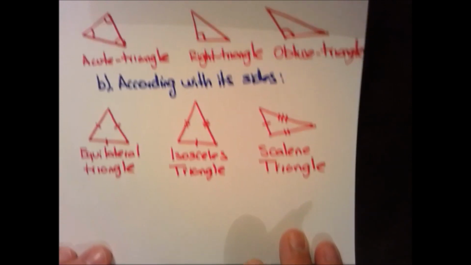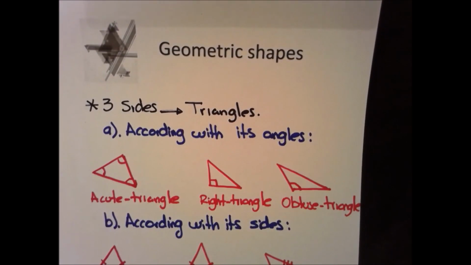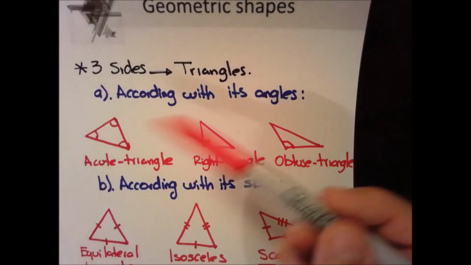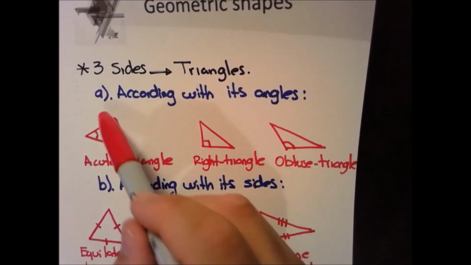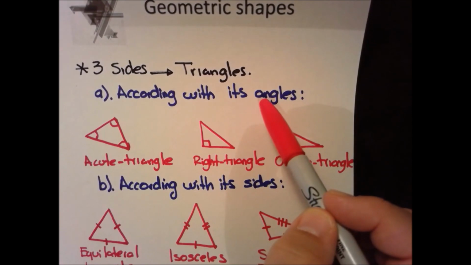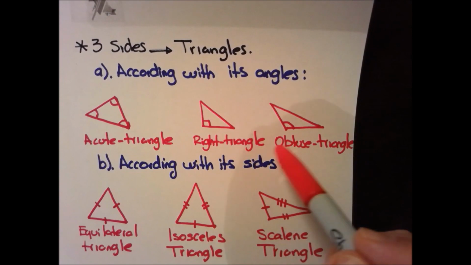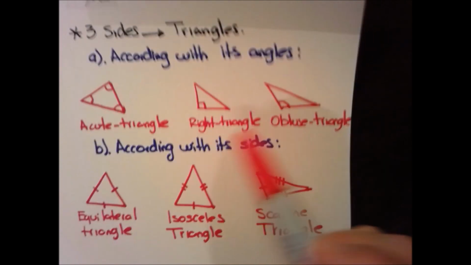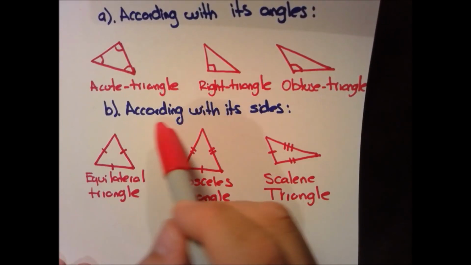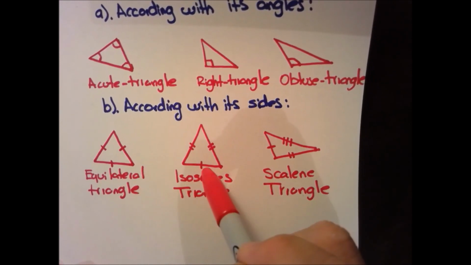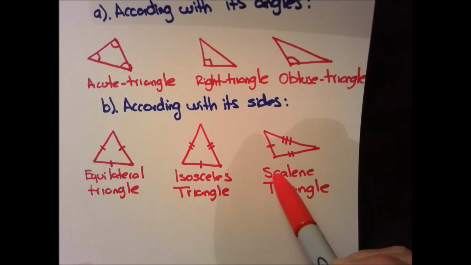Okay, so remember, triangle is the geometric shape with three sides. You can classify the triangle according with its angles: acute triangle, right triangle, and obtuse triangle. Or you can classify according with its sides: equilateral triangle, isosceles triangle, and scalene triangle.